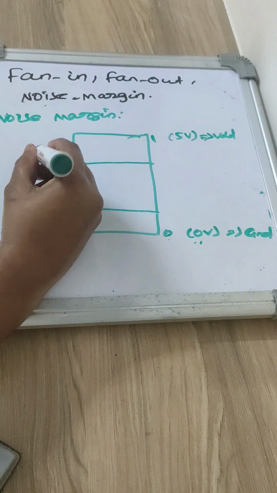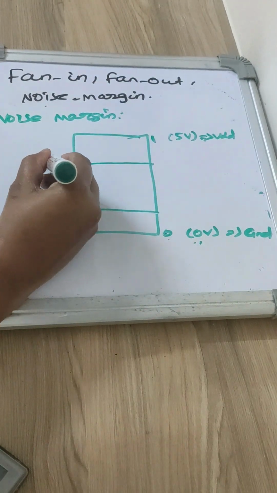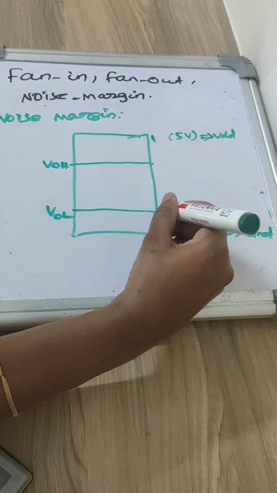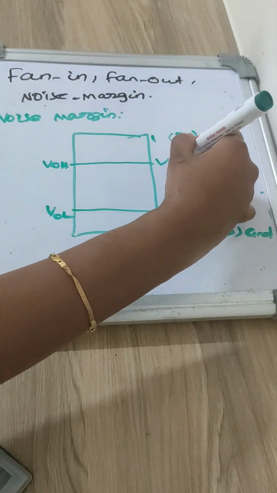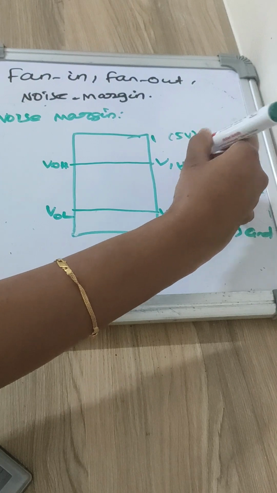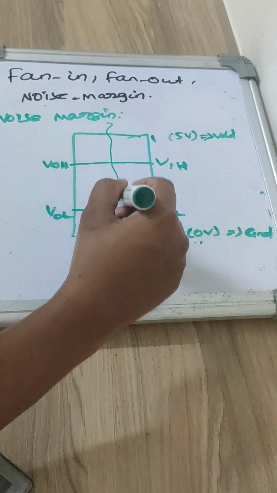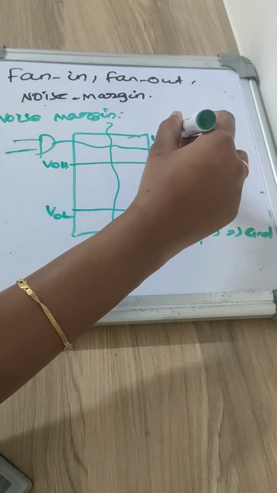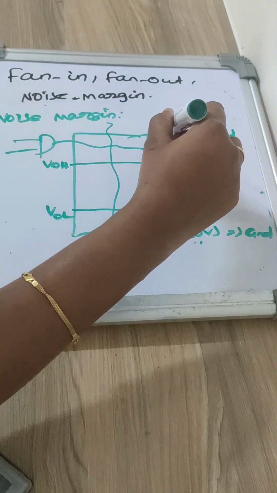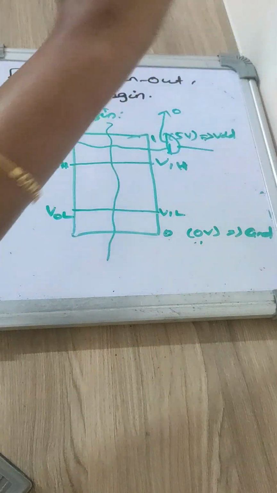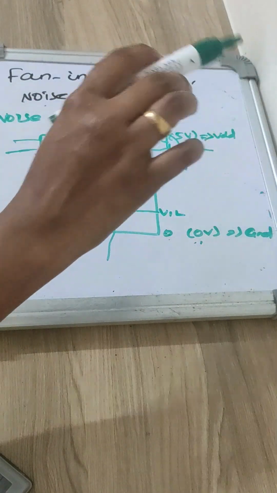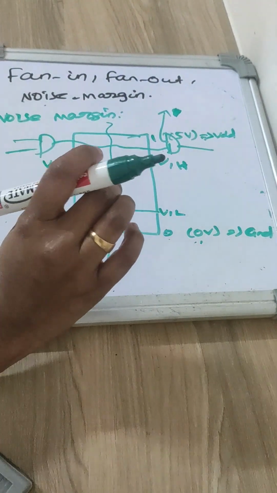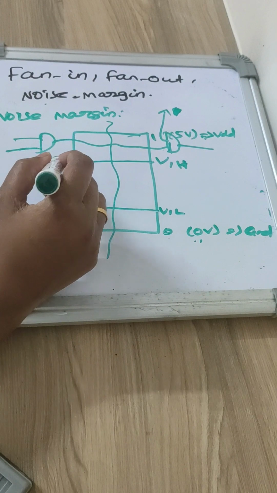Consider this is your output. So to make this high, this will be VOH, this will be VOL, this will be VIL, this will be VIH. Why am I telling this? Consider this is one AND gate, and its output is driving one input of this AND gate. This is coming from some ground or something, but for the explanation, we take it like this.